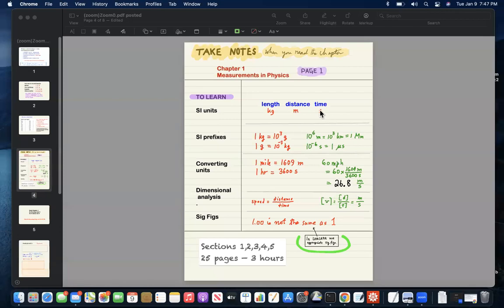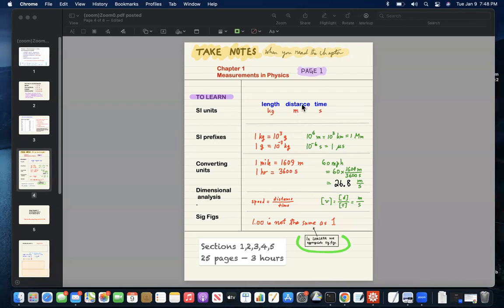Now, there are many other different kinds of units. I mean, you can measure distance in feet or inches or miles, but the standard unit is meters. Or time could be measured in seconds. It could be measured in hours, days, years. The standard unit is seconds.